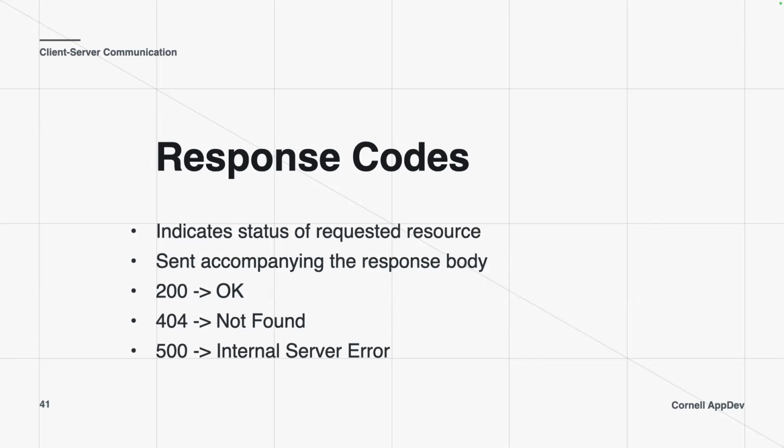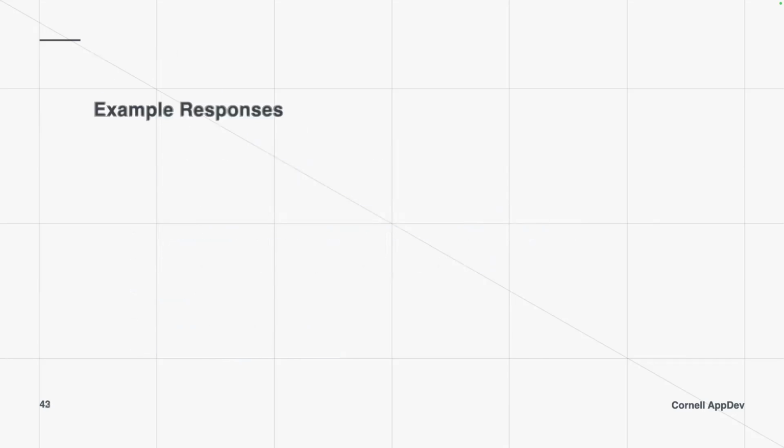The response codes, as I mentioned before, indicate the status of your requested resource. In general, anything that starts with a 2 means that your operation has been successful. So 200 would be okay for getting stuff. When you're creating data, I think the good response code is 201. All the 400 response codes are errors on the client side. So 404 is not found, whatever you're searching for is not found. And if you get a 500 response code, that means that something's really wrong in your backend. Now we're going to look at some example response codes.